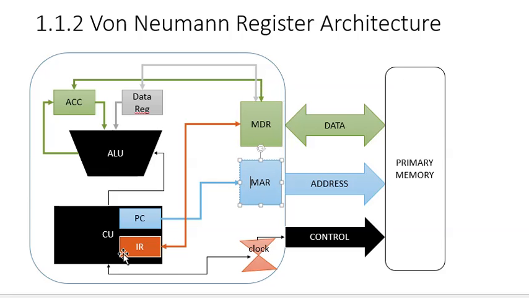The MAR, memory address register, holds the address of an instruction that is about to be read on the next read cycle, or a piece of data that's about to be read on the next read cycle, or an address to update in primary memory on the next write cycle. The program counter, the PC register, holds the address of the next instruction to be executed. The IR, the instruction register, holds the opcode, the binary operations code of the current instruction being executed.